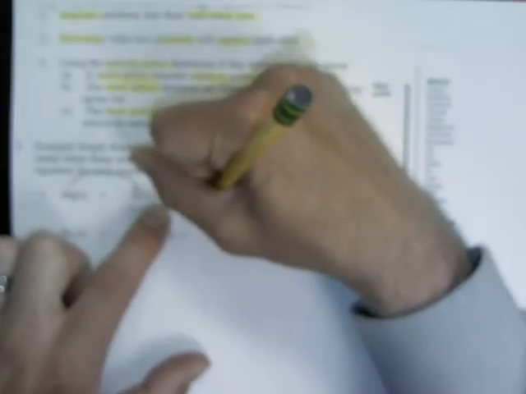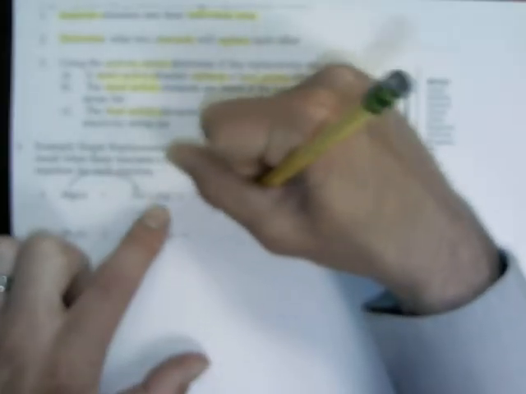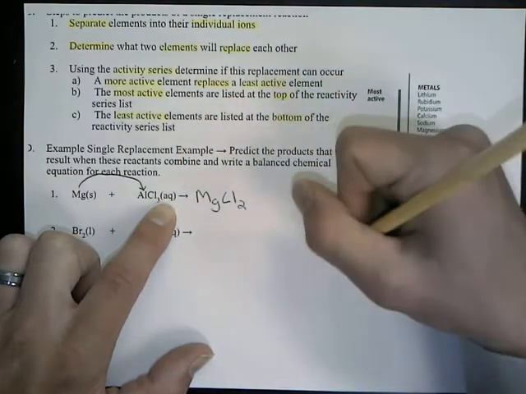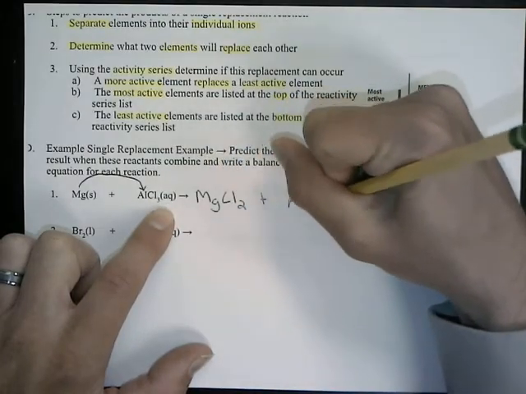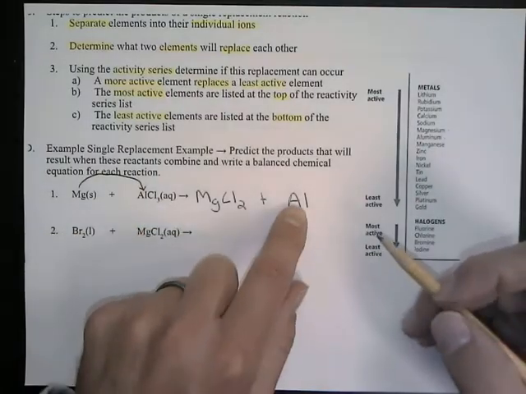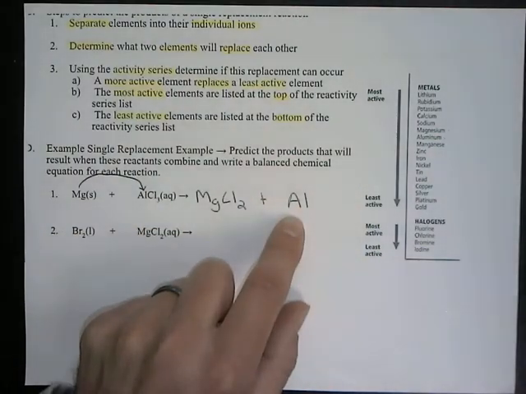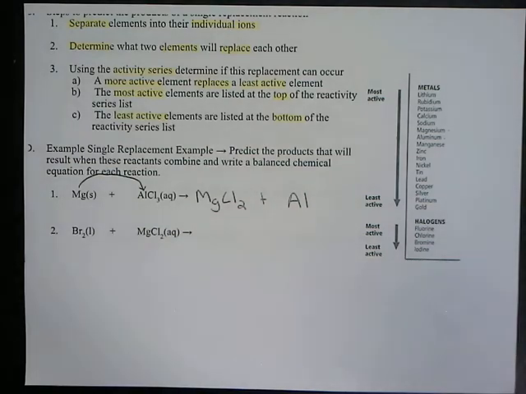So it's going to produce magnesium chloride, which is MgCl2. And it's going to bump aluminum out by itself. Now, aluminum, always double check to see if it's one of the diatomic elements. It is not, so we can just write Al. Okay?